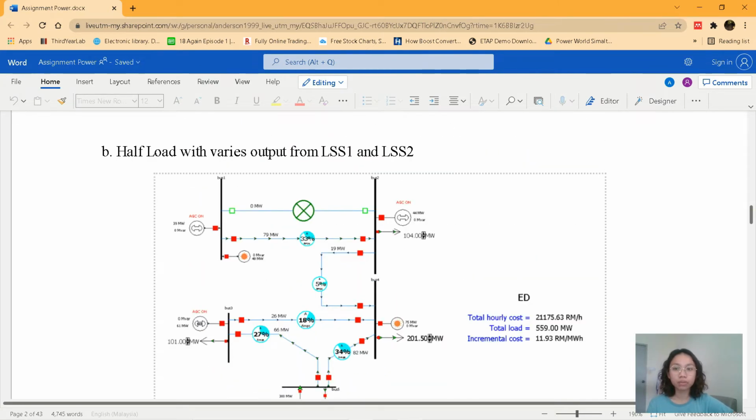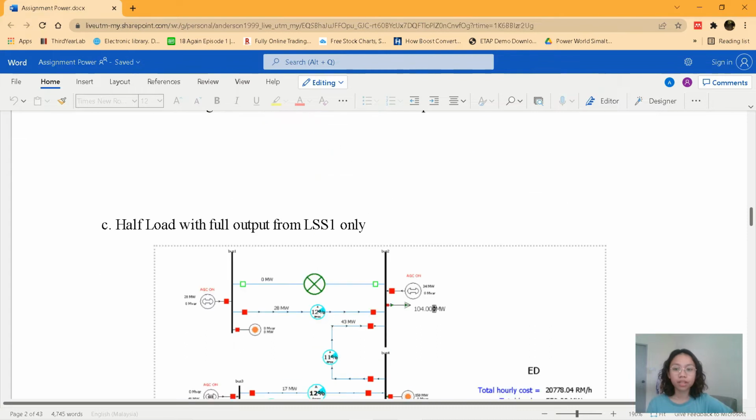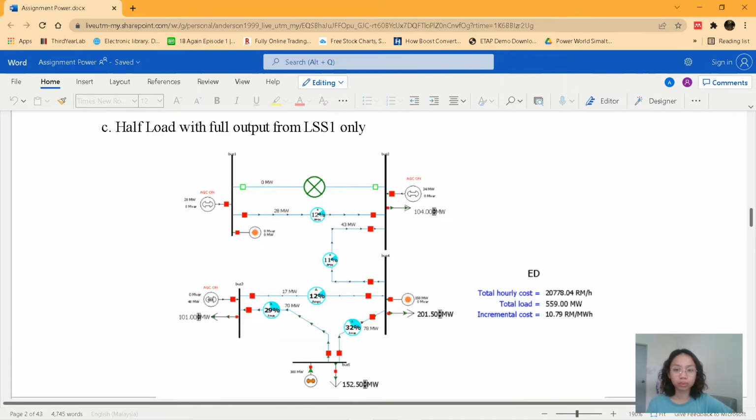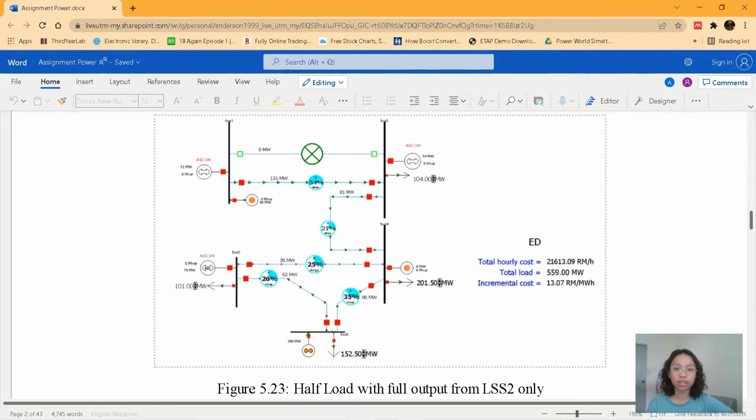The second case is half load with various output from LSS1 and LSS2. The third case is half load with full output from LSS1 only. And lastly, half load with full output from LSS2 only. So we can see from all the simulations done, the generator and also the transmission line are all in range.